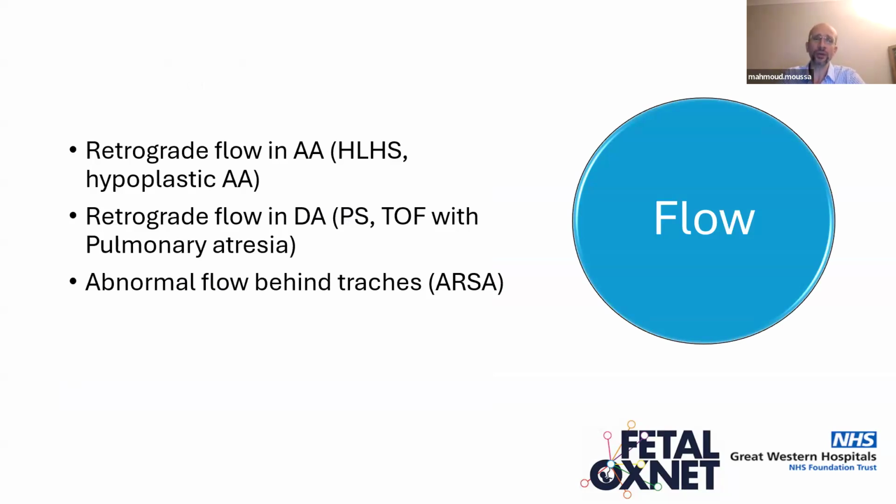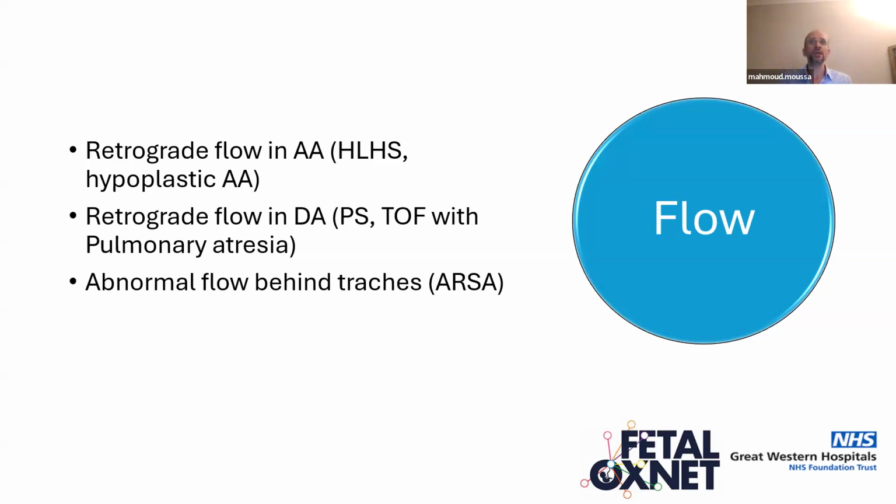You can get retrograde flow in the aortic arch in things like hypoplastic left heart or hypoplastic aortic arch. You can get retrograde flow in the ductus, in pulmonary stenosis, and in tetralogy of Fallot. Or you can get an abnormal flow behind the trachea, as we explained, and this can be the apparent right subclavian, and we'll go through this in a second.